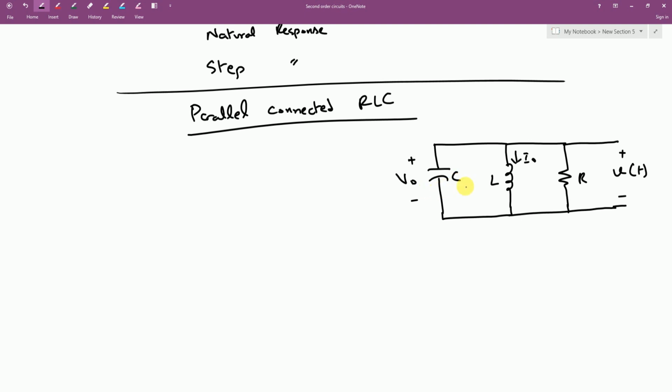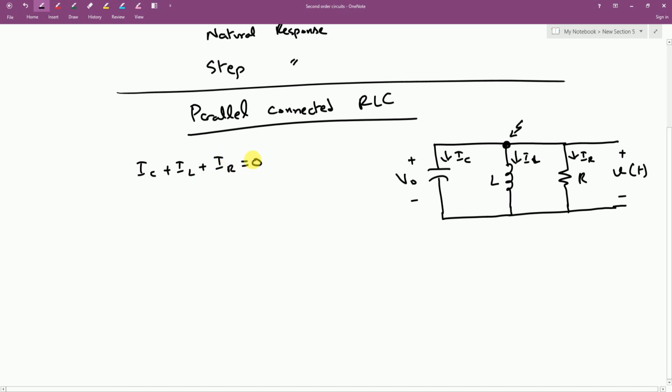Suppose that we have this circuit. This I naught is the current flowing through this inductance, let us call this L. Let us call the current through this capacitor I_C, and the current through this resistance I_R. Now if we apply Kirchhoff's current law at this node, and we take all the currents away from this node, then we notice that I_C plus I_L plus I_R, the sum should be equal to 0.